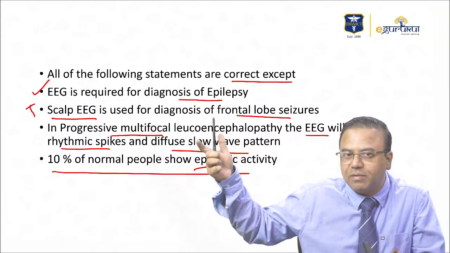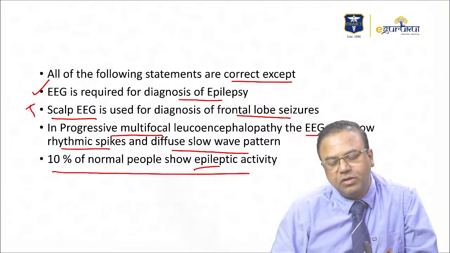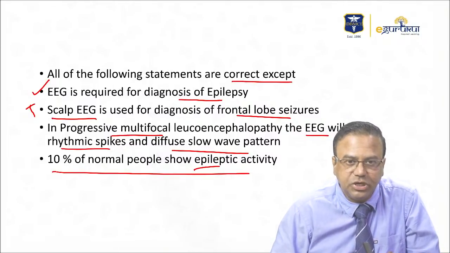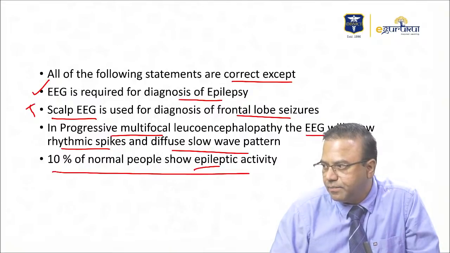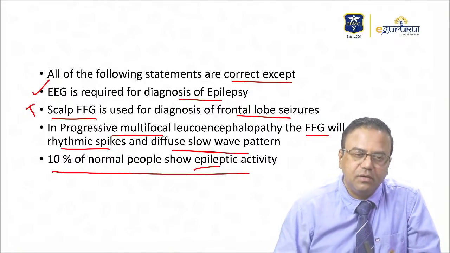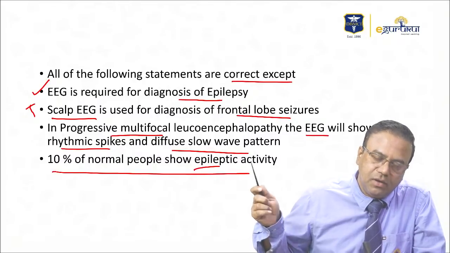That will become an extreme statement. And extreme statements are always wrong in medicine. You know that. So how they play around with the words, based on that, the answer will change. So anybody can add? If they ask which is correct, last choice is definitely correct. 10% normal people have epileptic activity. That is correct.